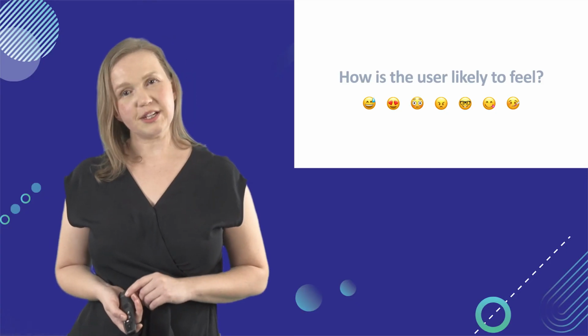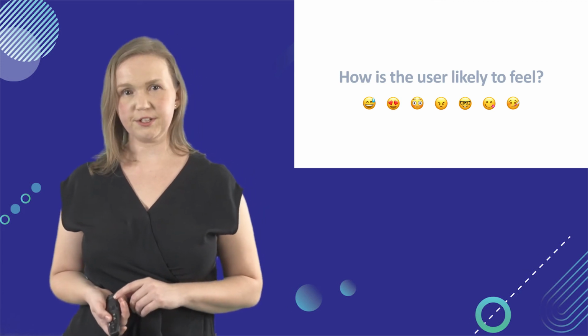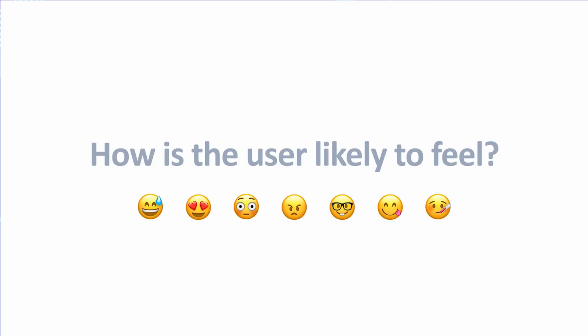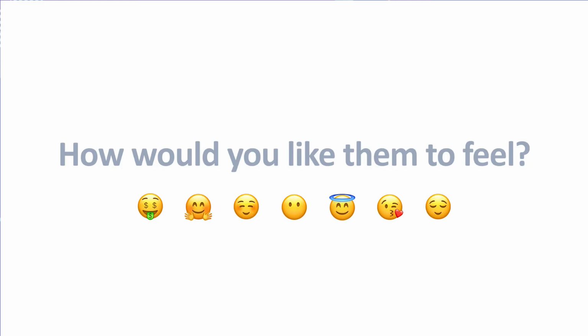Before you write a single word, ask yourself this question: how is your user likely to feel? Are they worried? Are they super happy, shocked, angry, feeling productive, hungry, unwell? Next, write down how you would like them to feel after this interaction. And conversation can really help you bridge that gap. I'll show you a couple of examples.